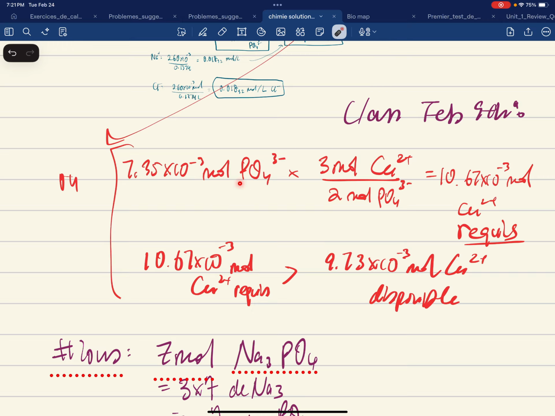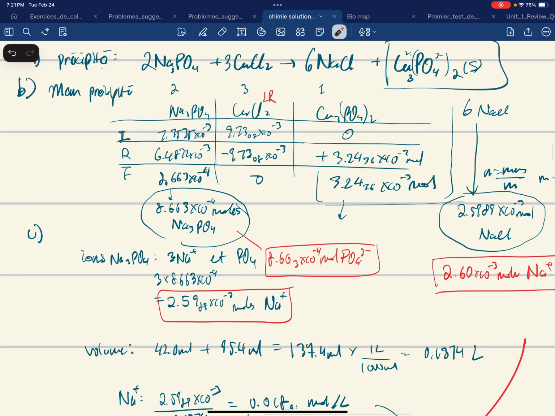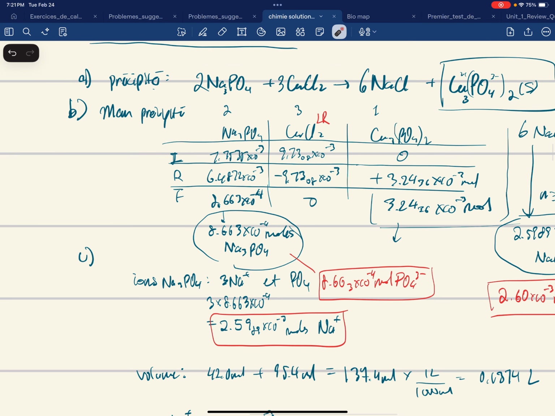So if these guys cannot be finished, are they limiting? No, they're not. That means PO4 is not limited. So CuCl2 is the one that's limiting reagent. And limiting reagent means that it will become a 0.